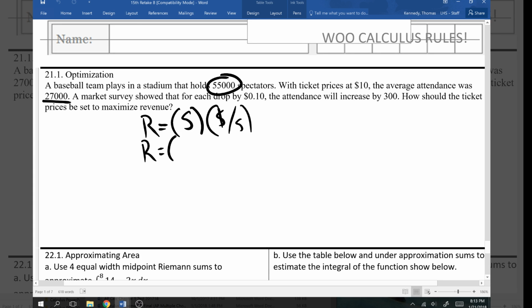So my equation for spectators is I have 27 grand to begin with. And for every drop of 10 cents, the attendance will go up by 300, so I add 300 for every change. And then my money for each is I have ticket prices at $10. It drops by 10 cents for each increase or decrease in price. So we're getting more people every time we decrease the price. And this is our equation.